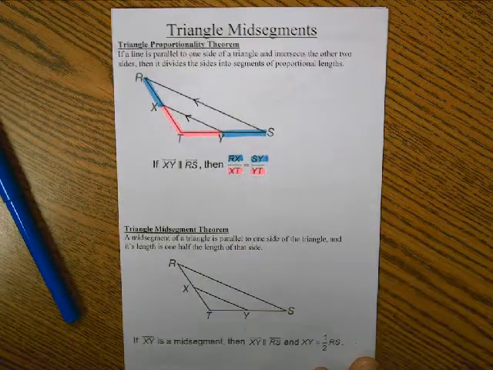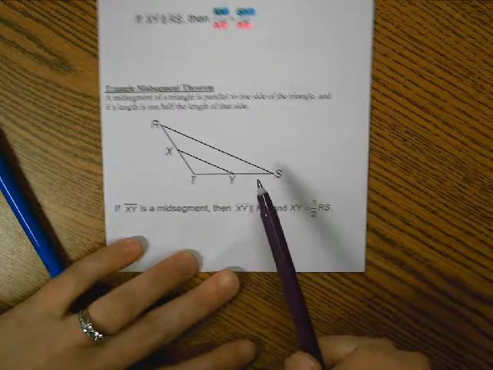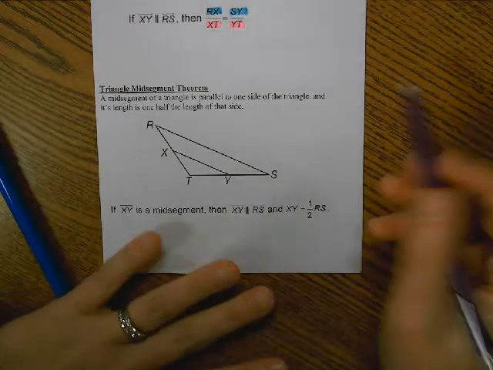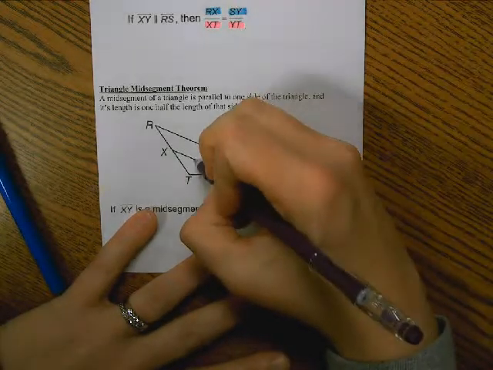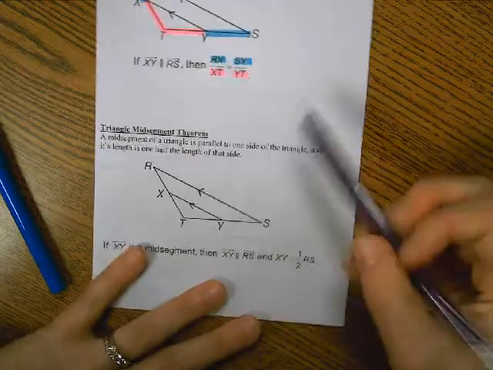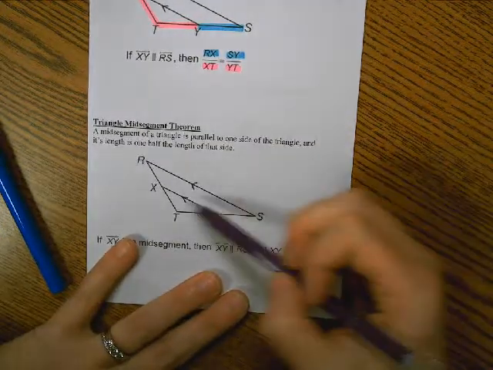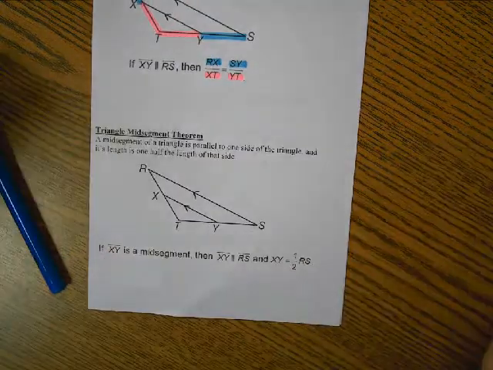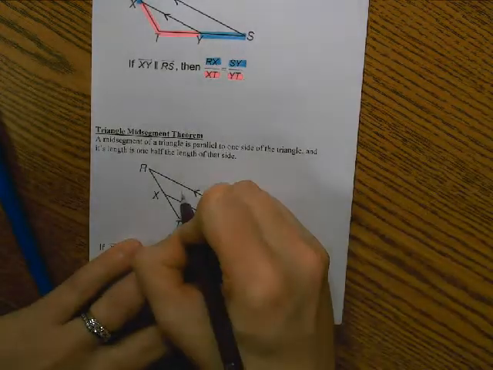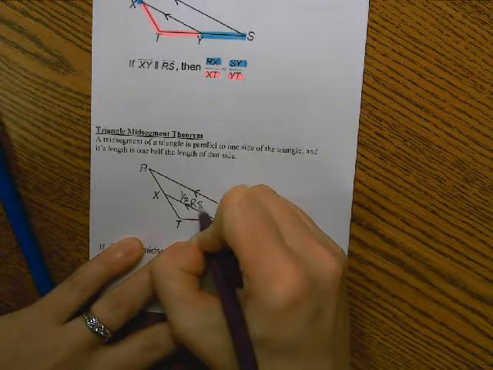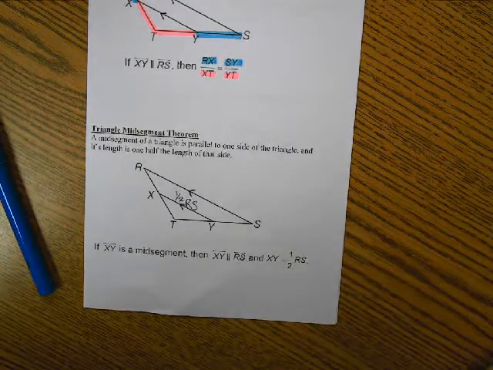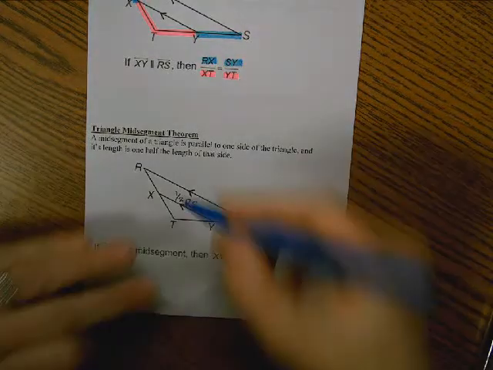The other thing that we need to know is that a midsegment of a triangle, that's a new vocabulary word, midsegment. And a midsegment is parallel to one side of the triangle. So like XY is parallel to RS, like we talked about in this triangle up here. And that we know that the length XY is going to be 1/2 of RS. Okay, so this length right here is going to be 1/2 of this length right here. Okay, so XY is our midsegment.